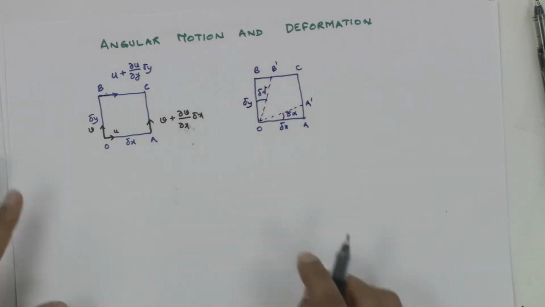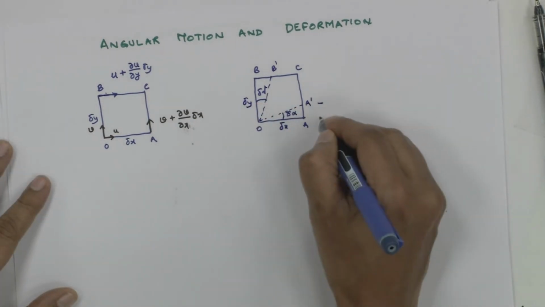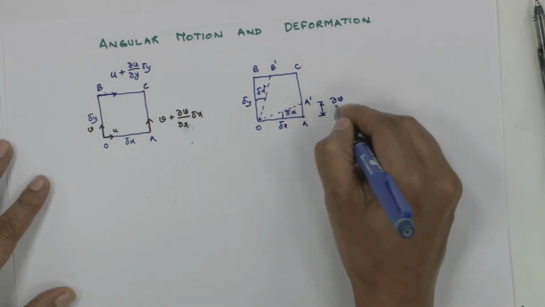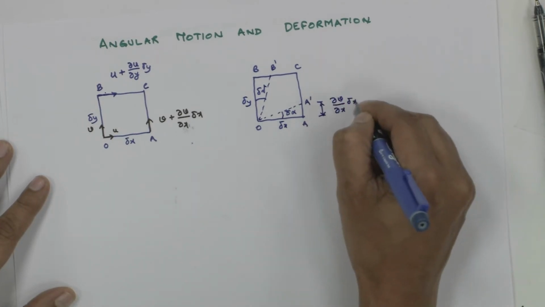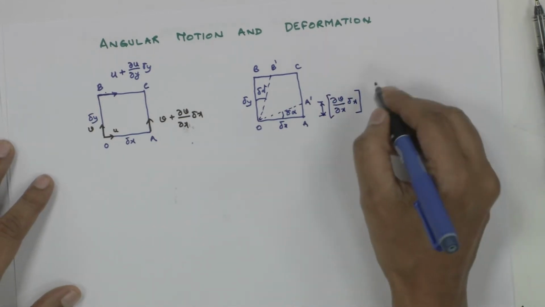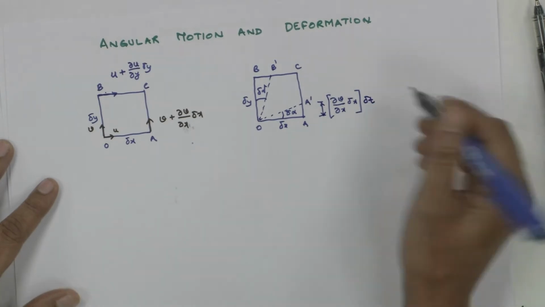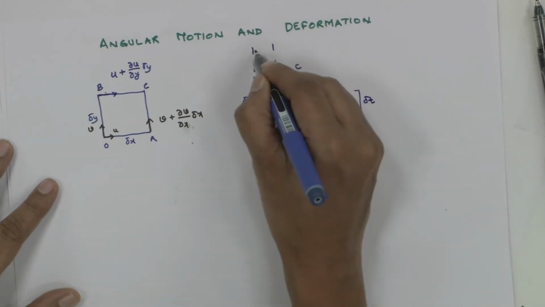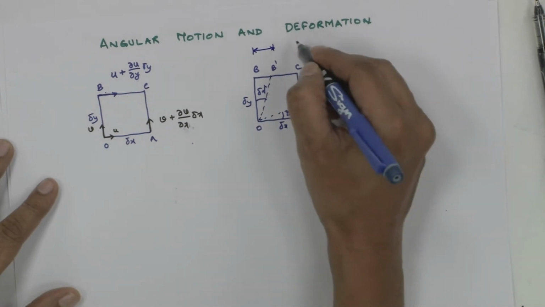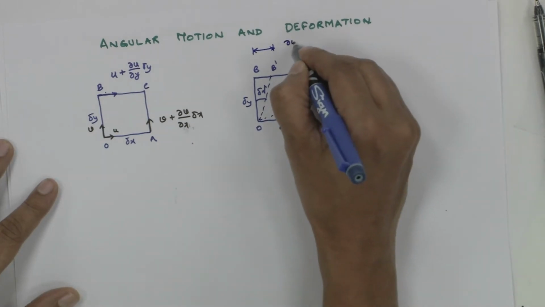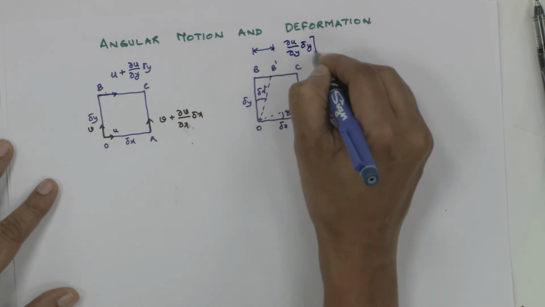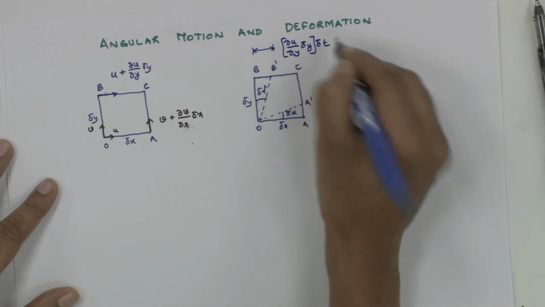Please notice that. So what is this distance? AA prime, that is, you have ∂v/∂x Δx within the time Δt. Similarly, BB prime can be written as ∂u/∂y Δy into Δt.